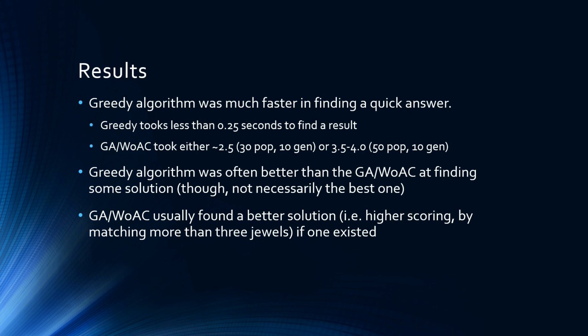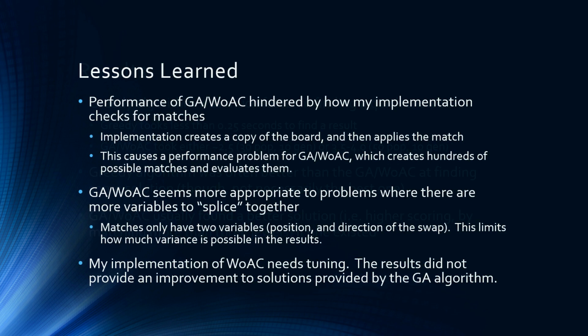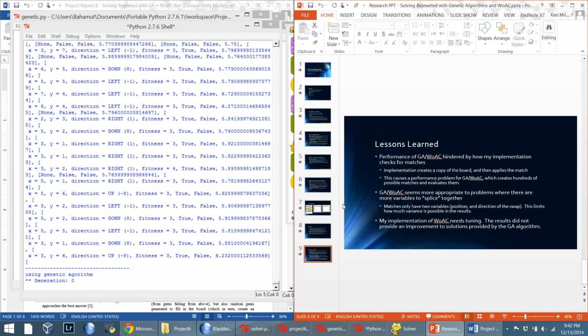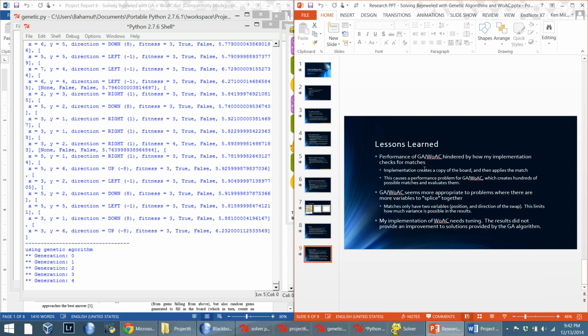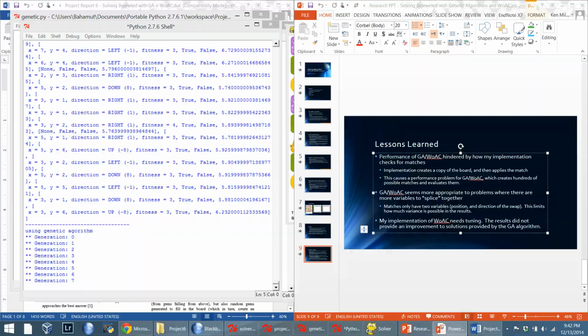The greedy algorithm tended to be better at finding some solution regardless of its fitness. However, the genetic algorithm is usually better at finding a solution with a higher score than the brute force, because most of the time the brute force will just ignore the fittest solution, and whichever one it finds first is going to do it. So we'll see whether or not it's still running, and we'll just continue.